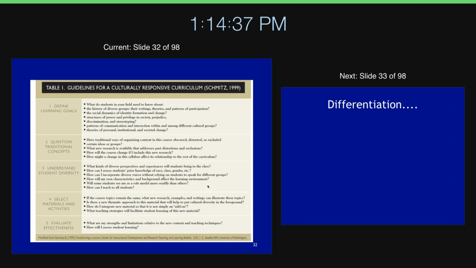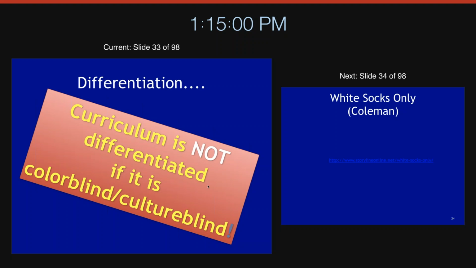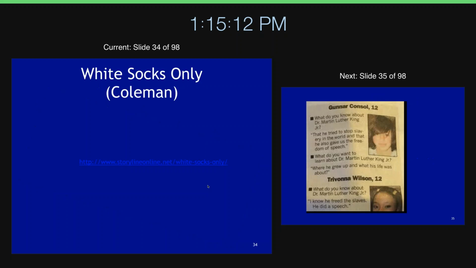So I'm not going to go over this slide because this is being videotaped, I'm sorry. But I really appreciate this work on guidelines for a culturally responsive curriculum by Smith, 1999, perhaps updated, but I've yet to find that. So I am obviously arguing that curriculum is not differentiated when it is color blind. And so we're going to talk about how not to make that happen.